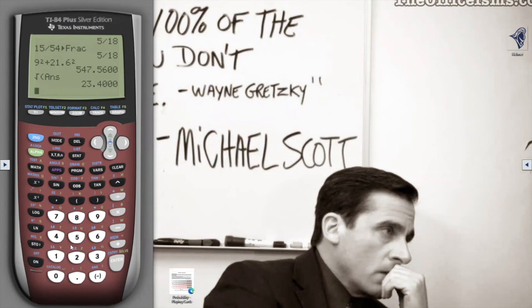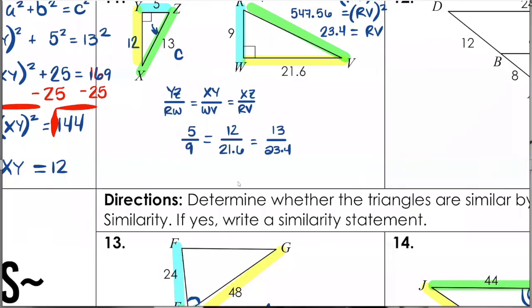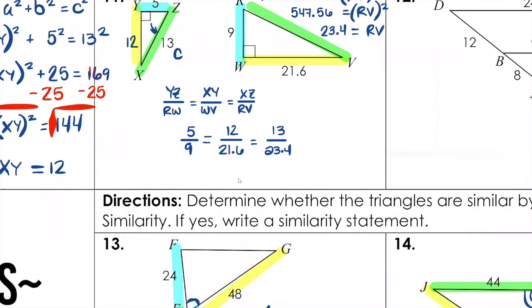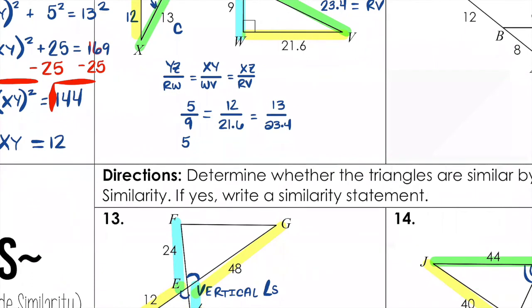So we've got 12 divided by 21.6. Not 21.69. Math. Frack. All right, 5 over 9. So we're 2 for 2. And then 13 divided by 23.4. Math. Frack. 5 over 9. So all 3 are 5 over 9. That was awful nice of them.